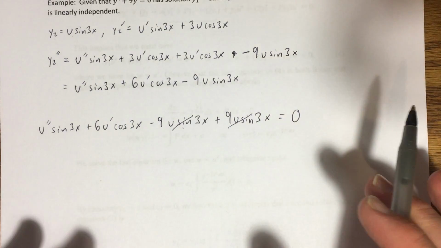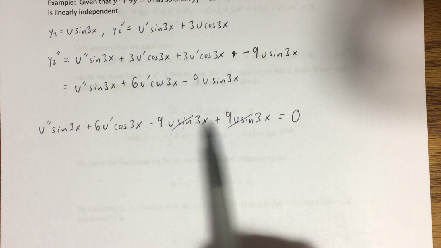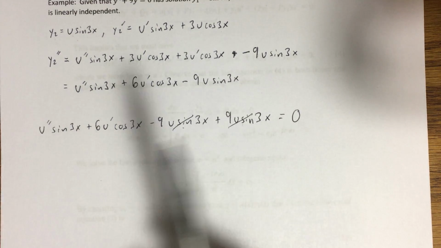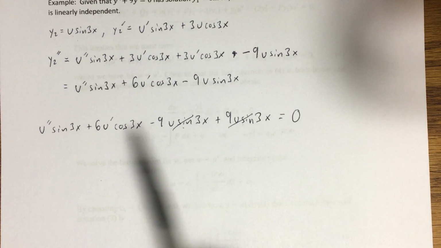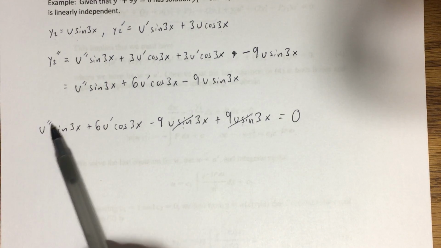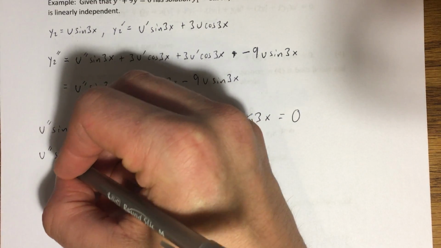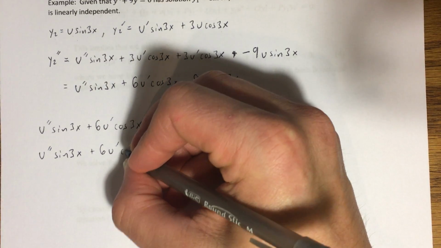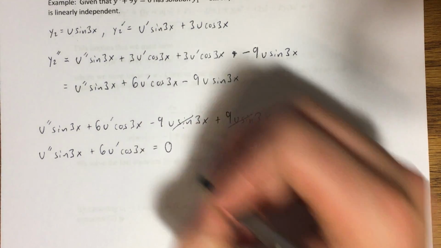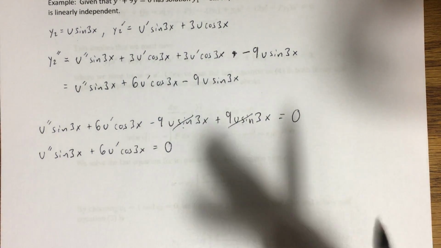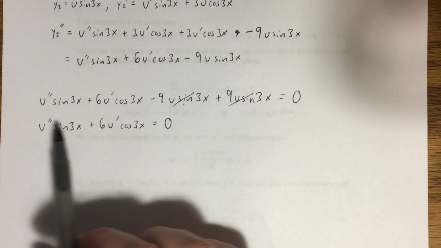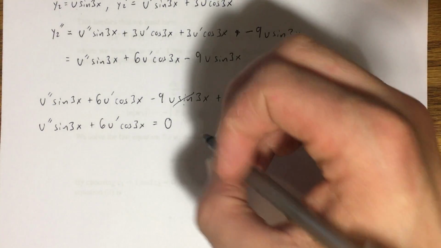It's really important that we notice that we're canceling the terms that have u's in them. So that means the only place where u's are showing up are technically this u prime here and this u double prime here. So now what I'm left with is u double prime sine of 3x plus 6u prime cosine of 3x equals 0. Okay, now here's where the solution method is going to get its name from.